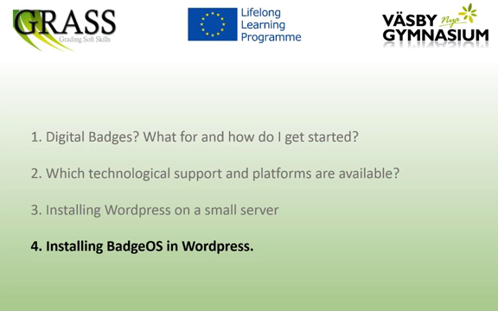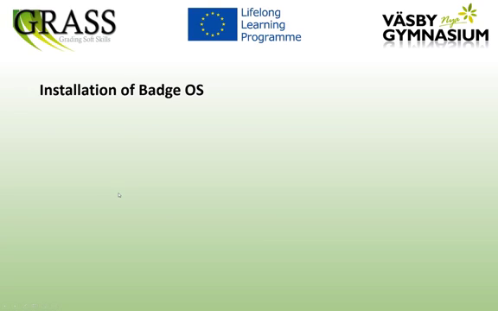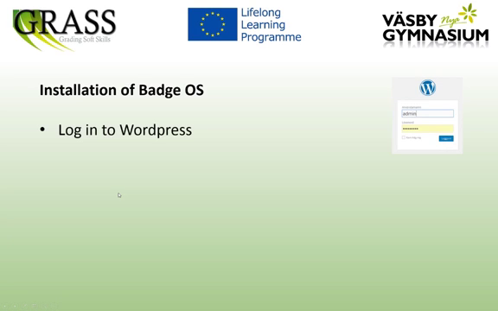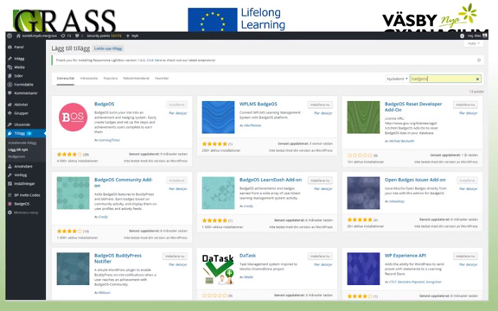The last thing you need to do to have your own badging platform is install BadgeOS in WordPress. You start by logging into WordPress as administrator. When you come in, you search for and install the BadgeOS plugin. It should look something like this.